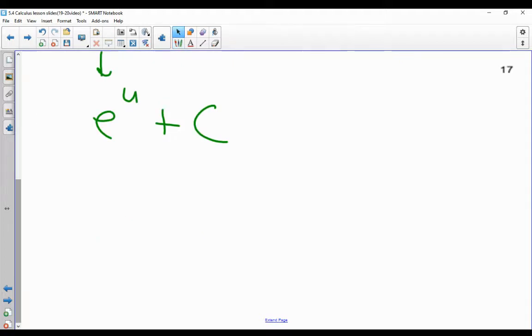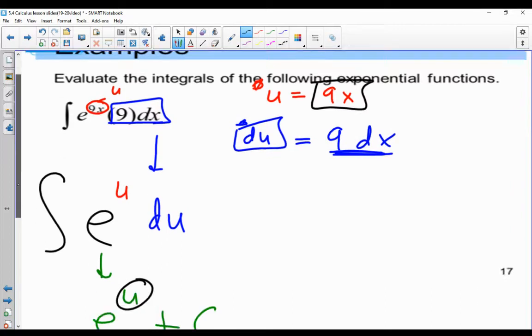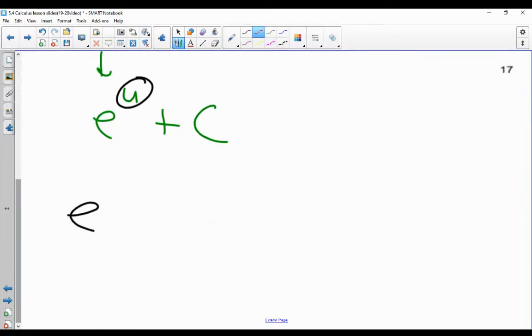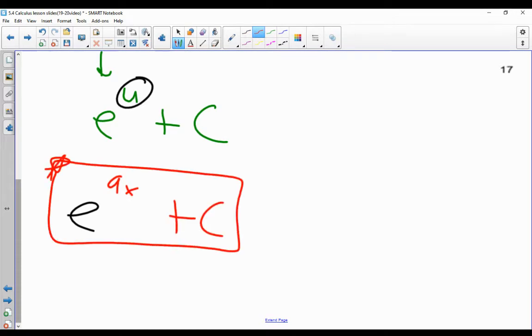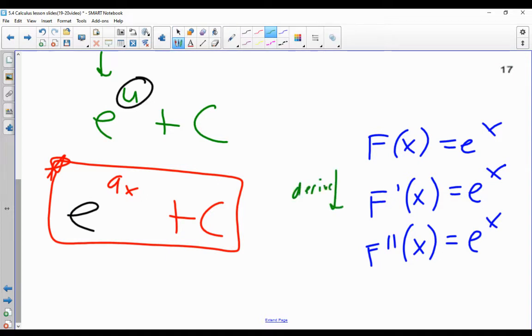And then all you have to do is plug the u back into its original form. The original u was 9x, so you'll have e to the 9x and then plus c. Again, make sure you write that down. If your regular function is e to the x, its derivative will also be e to the x, as you just saw by using our derivative rule, which also means the second derivative would follow the same rule. It's the same way for derivatives, and it's the same way for antiderivatives.